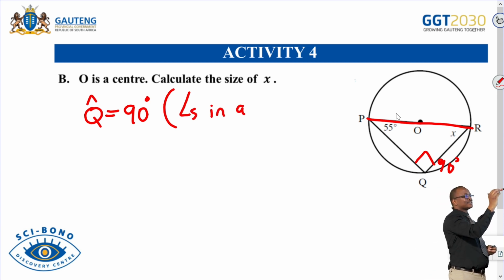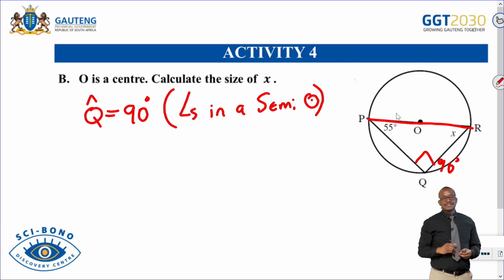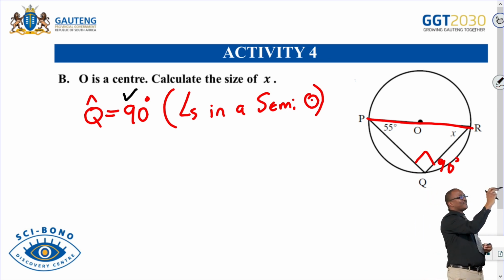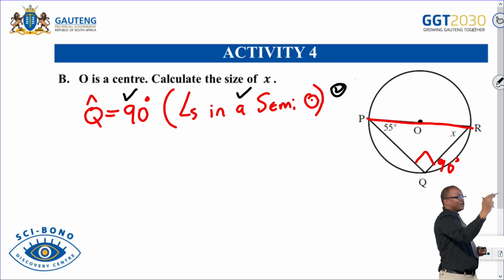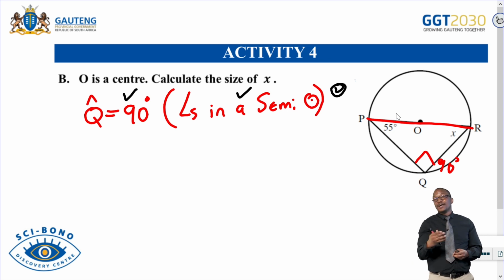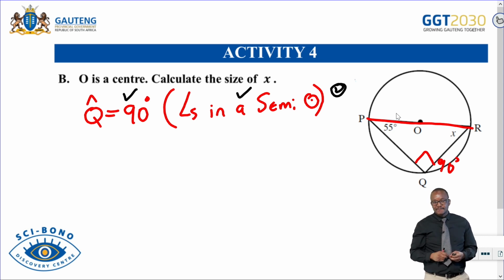Angles in a semicircle. That's where you get your mark. Sometimes you will find that you get the mark for statement and reason. Already you have 2 marks when you answer that type of question, before I can even get the value of x. Then how am I going to get the value of x?